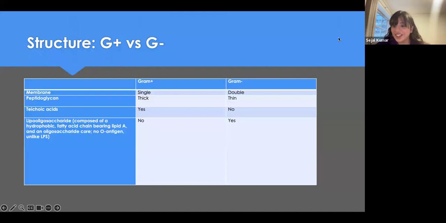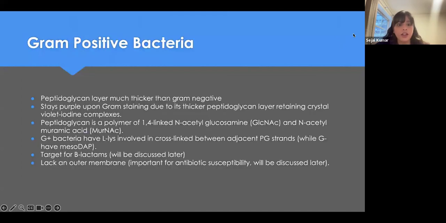Teichoic acids, I think that's how you pronounce it, are only present in gram-positive bacteria and they're absent in gram-negative, whereas the opposite is that lipooligosaccharides are only present in gram-negative and not gram-positive. So those are just some simple differences that I think you could mention quite quickly. If you recreate a table like this, then it would be quite easy for you to do, I think.